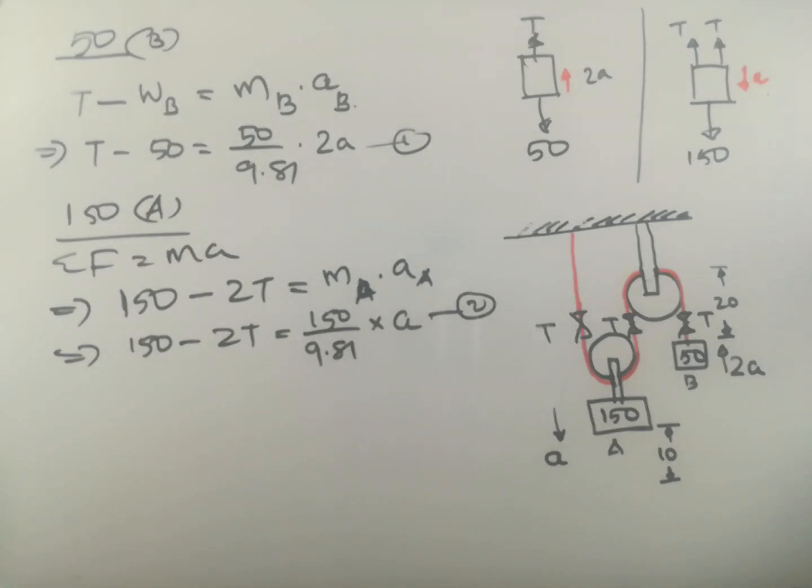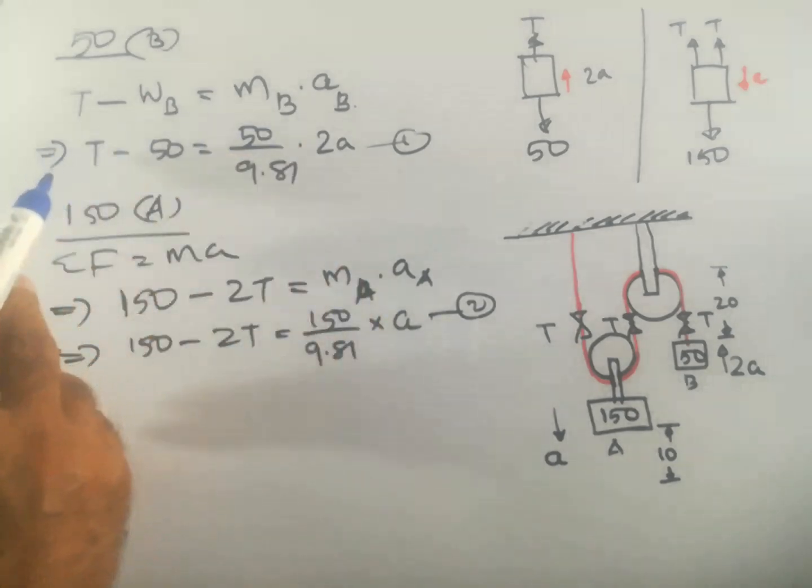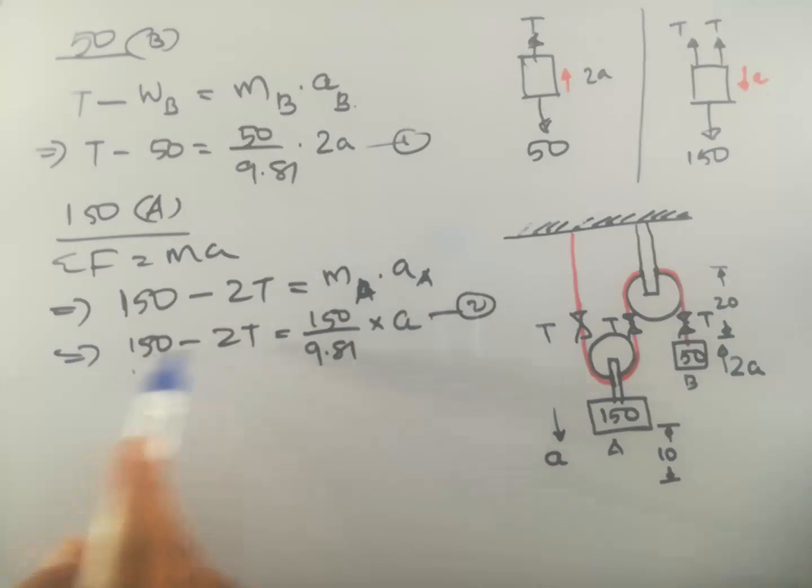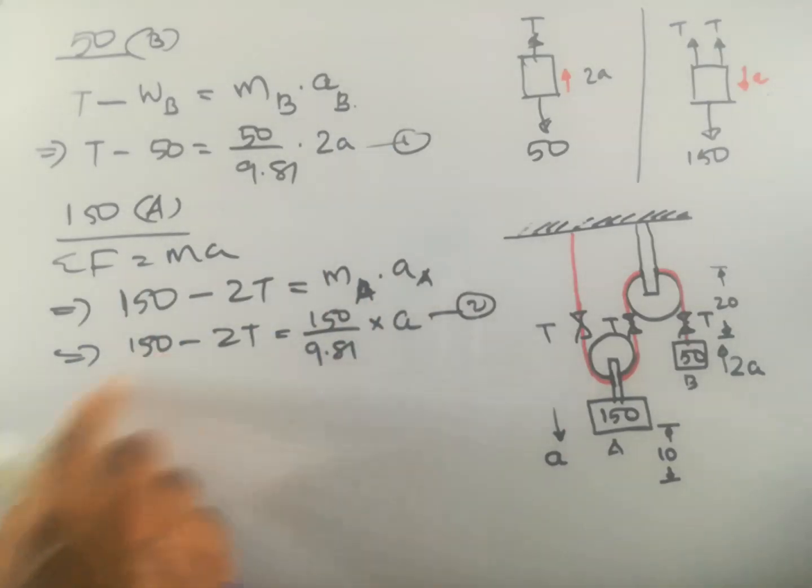Okay, so now we have two equations in T and A. As we have two equations with two unknowns, we can easily solve them simultaneously and we will get the values of A and T. That is actually the answer to the question.